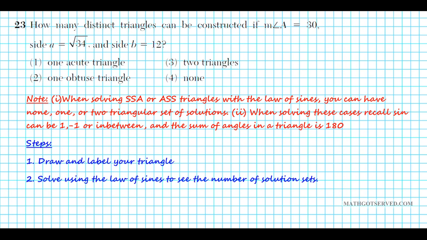We're going to draw and label our triangle. And then we're going to go ahead and solve using the law of sines to see the number of solution sets that there are, okay? There are many ways you can solve problems like this. There are some formulas you can use to calculate exactly the number of solutions. Personally, I think the best way is just try and solve the problem. When you run into troubles, if you execute your algorithms correctly, more likely than not, you have arrived at a solution that's not a part of the solution. Okay, you've arrived at a triangle that cannot be constructed.